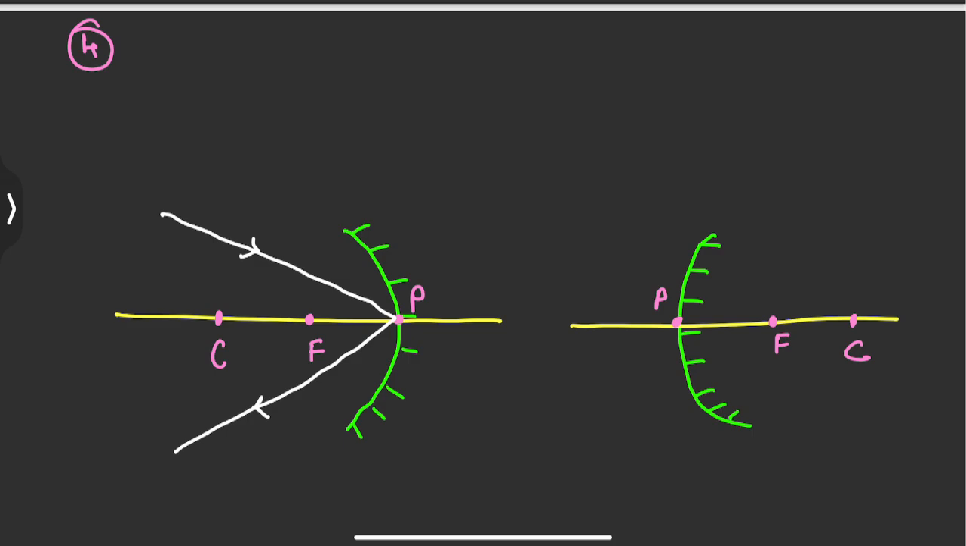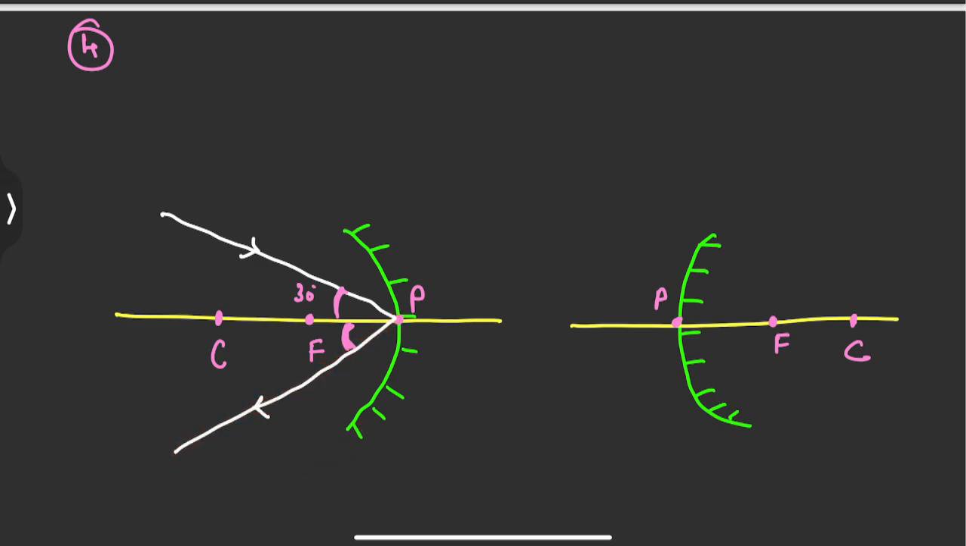Here you can see this angle and the angle here. Both the angles are found to be the same. That is, if this is 30 degrees, this angle also will be equal to 30 degrees. So this is called the fourth standard incident ray. The fourth standard incident ray is incident obliquely at P. It will get reflected at the same angle like this for the concave mirror.